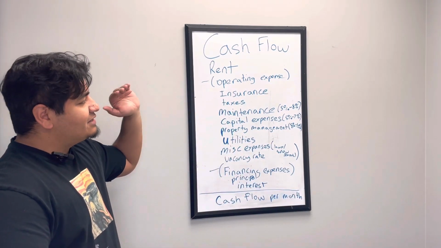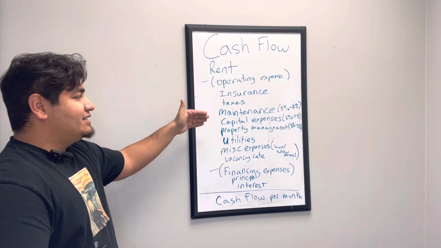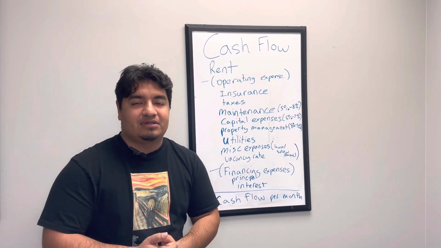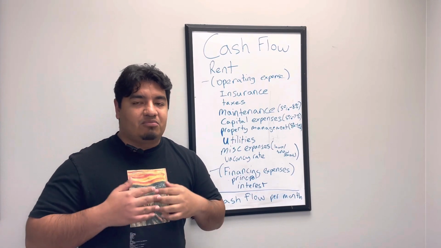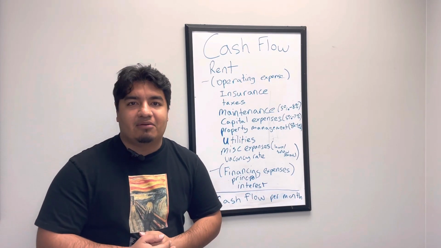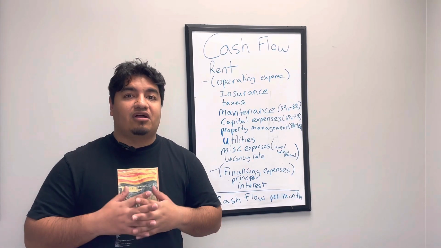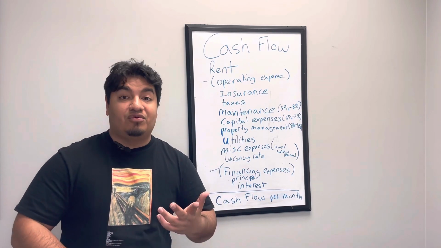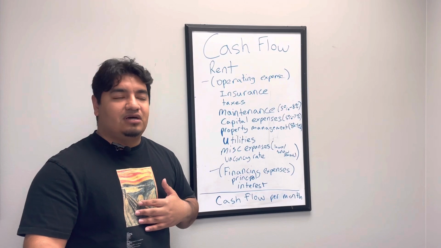So, the operating expenses include property insurance, taxes, and maintenance. Maintenance is going to be short term, so things that just happen to break, let's say the toilet, or maybe there's a leak, or just some random thing that a tenant's complaining about. And the capital expenses are going to be more long term, things that have a longer use life, like siding, HVAC, and roof. So you're going to want to account for those.